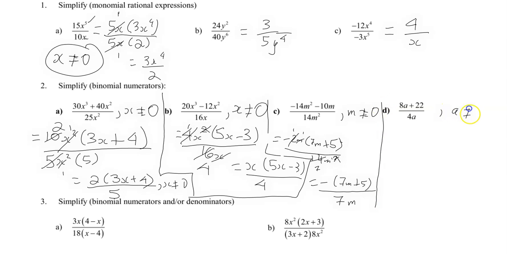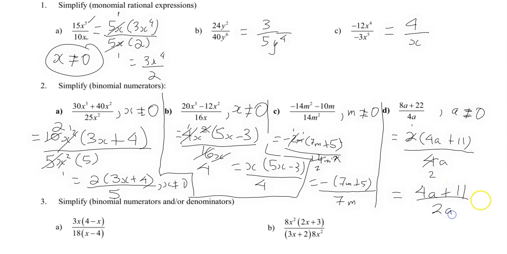Here, it's a monomial denominator, so a can't be 0. The biggest number that goes into 8 and 22 is 2. So this will be 4a plus 11. And in the denominator, 4a, cross off the 2, cross off 4 is a 2. So we are left with a 1. So we've got 4a plus 11 over 2a.